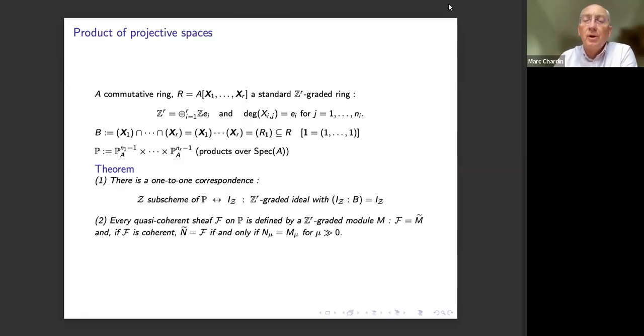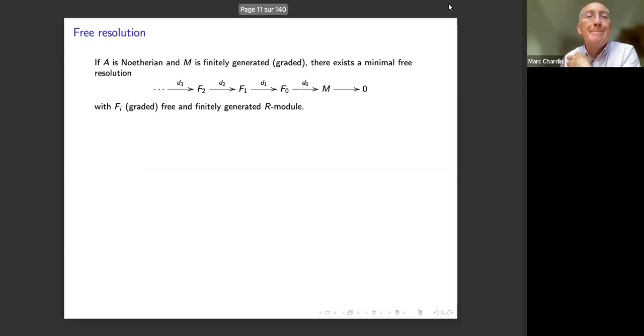And also for sheaves, a quasi-coherent sheaf on P corresponds, not in a unique way, but all of them are given by graded modules. And if you have a finiteness condition, so if the sheaf is coherent, then two different modules give the same sheaf if and only if the modules agree in degrees big enough. So this is also pretty similar to the usual case of one projective space. Of course, this holds for one, but holds for several.